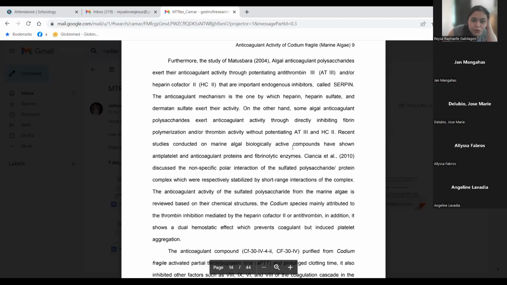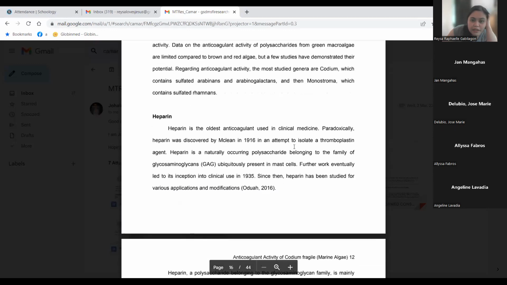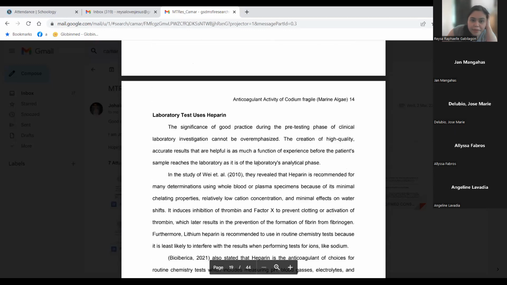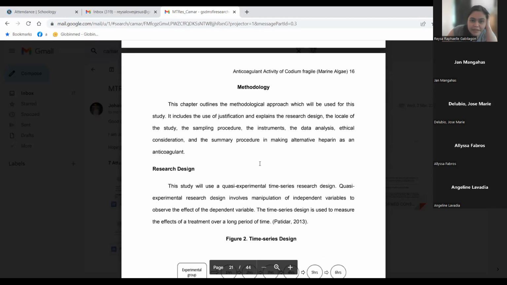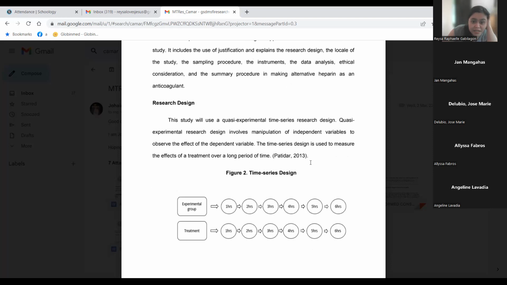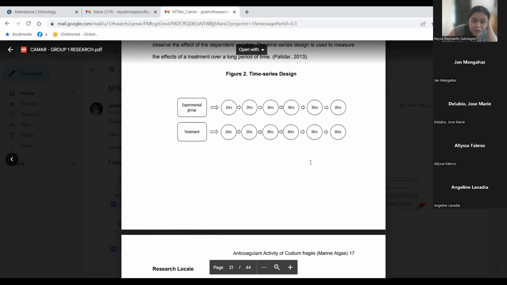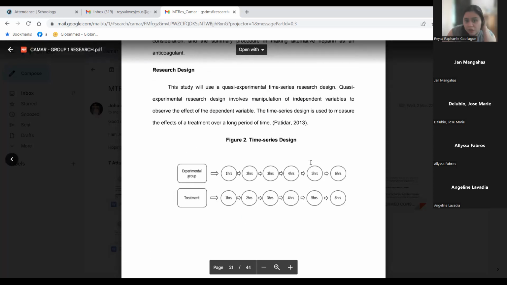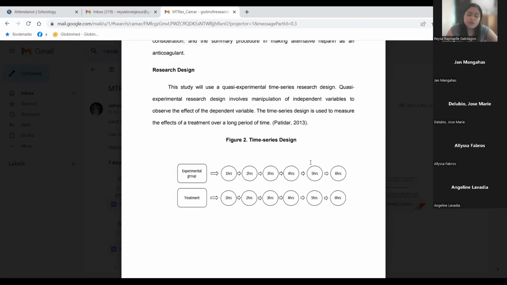So if you're going to look at their methodology. Ayan, this is their methodology and we have a research design. This one is time series pala. Ginamit nila, quasi-experimental time series. Though they have both groups, I think they did not do randomization here. So they did not call this a true experimental research design. Nag-time series lang sila with their blood clot, I guess.